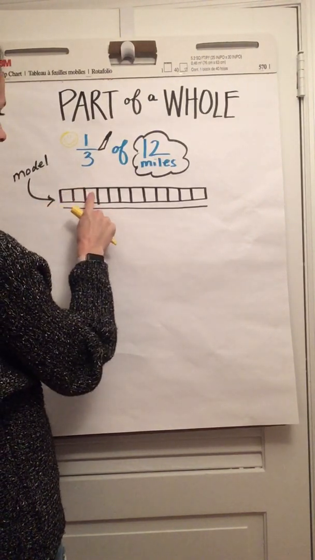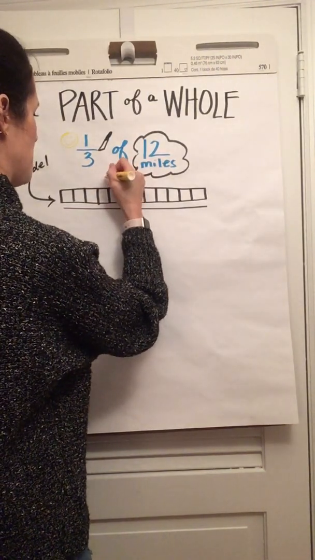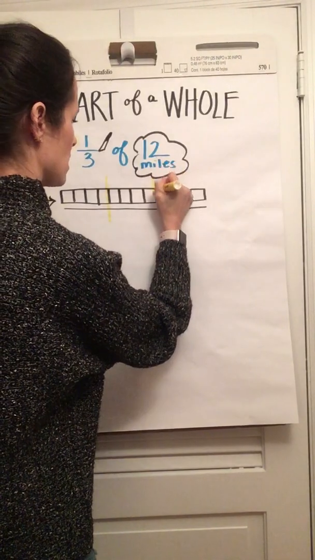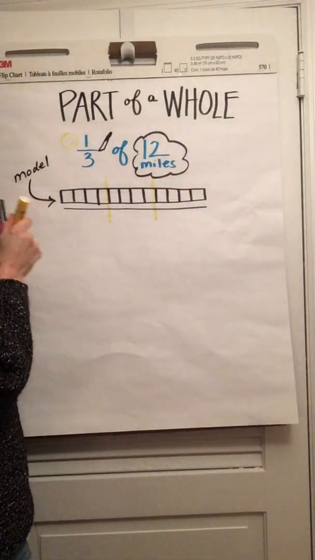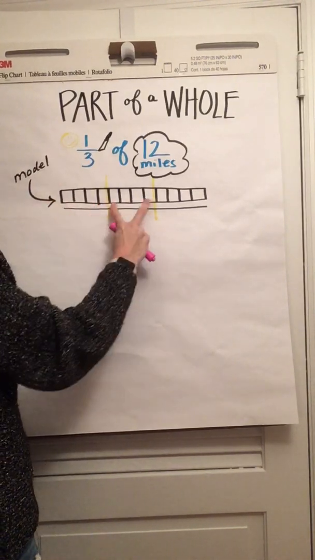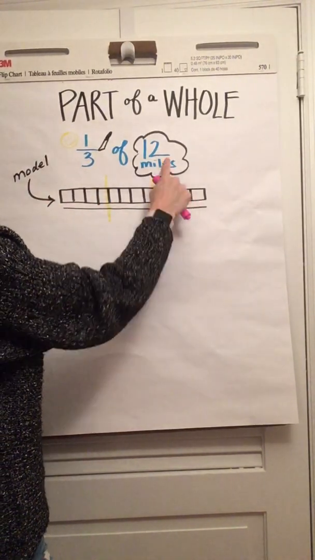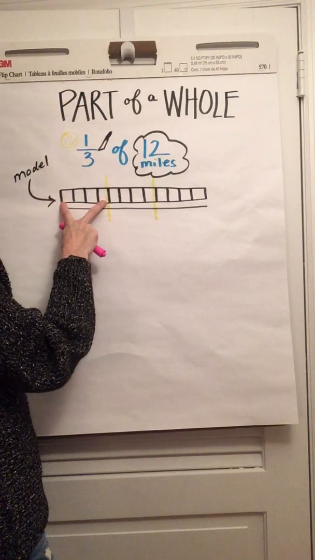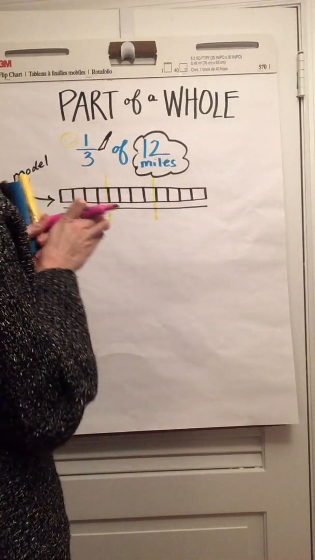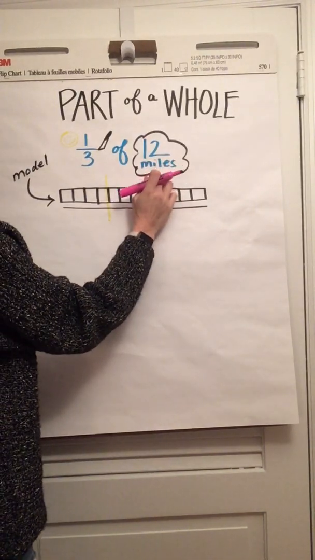Well, 1, 2, 3, 4. What if I put a line here, 1, 2, 3, 4, and a line here? Okay, so now I can see 1 part, 2 parts, 3 parts to my 12-mile ride. And not just 3 parts, 3 equal parts. Okay? And so, but how did I do that? What did I really do?